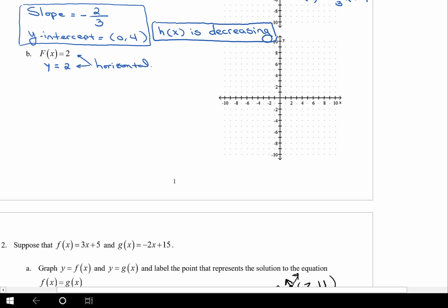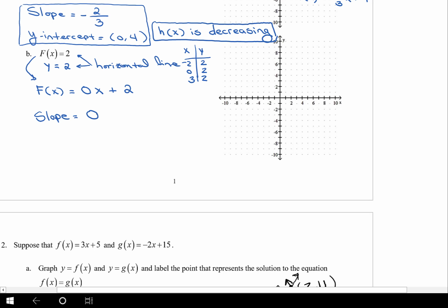functions. All right, B, f of x is equal to 2, or in other words, y is equal to 2. When you have something written in this form, this is talking about a horizontal line. If you needed to come up with a few points, you're only allowed to choose 2 for y, and you could choose any numbers you want for x if you needed a few points to guide you in plotting this line. Another way you could write this is as f of x is equal to 0x plus 2.